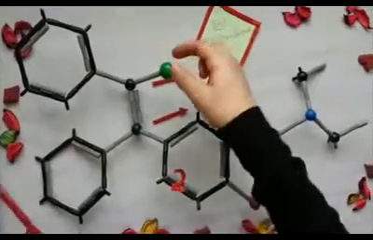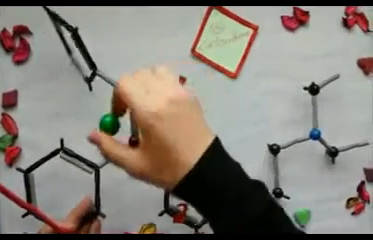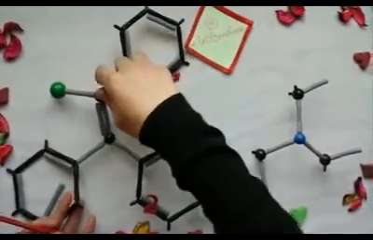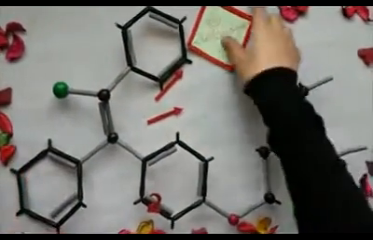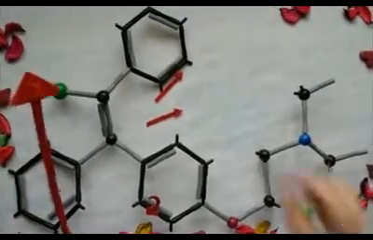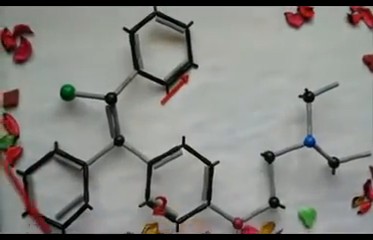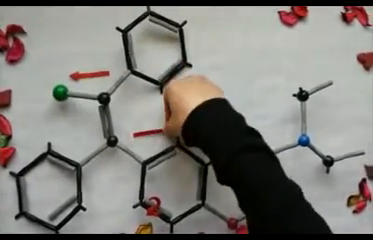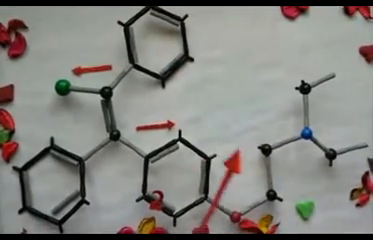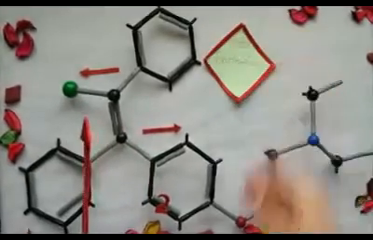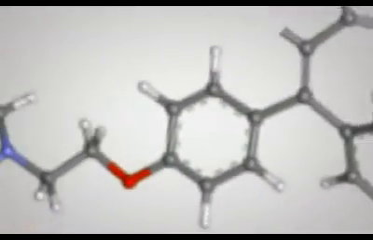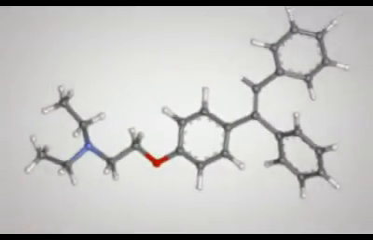And if it is trans, the structure will be like that. The chlorine and this benzene will be on opposite sides, and this structure is called trans-clomiphene. This is the structure of clomiphene in 3 dimensions.